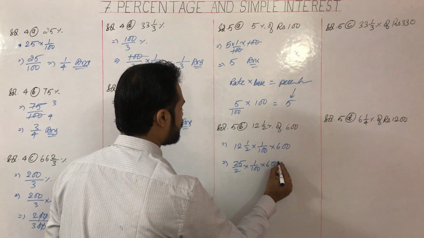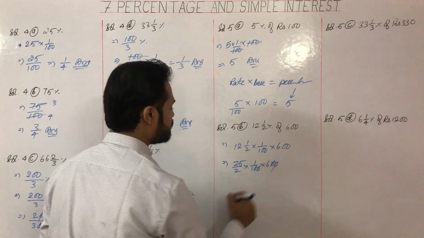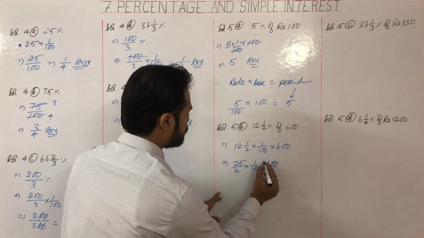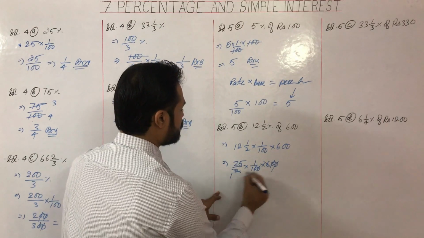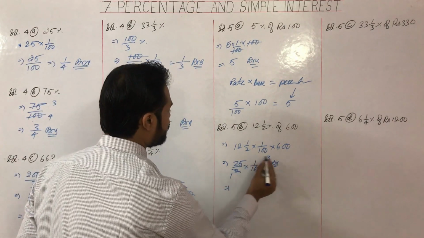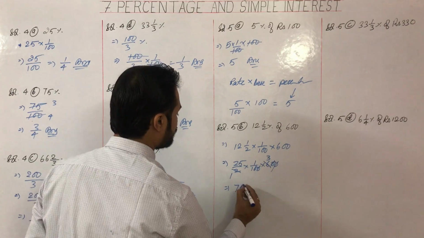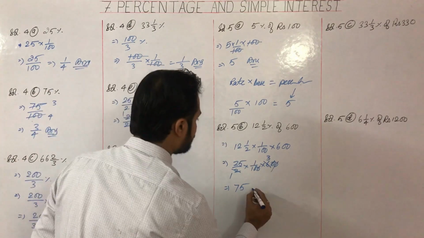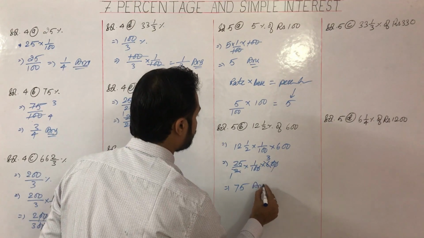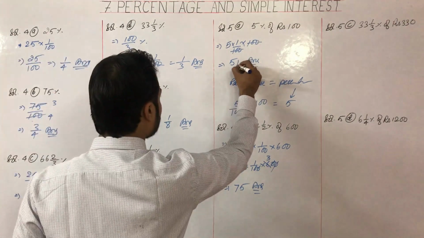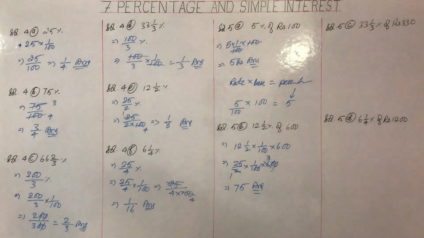Okay, cancel the zeros, then 2 and 6. So 2 1s are 2, 2 3s are 6. So 25 into 3 is 75. 25 into 3, 75 is the answer. And here rupees 5, or 5 rupees, is the answer.